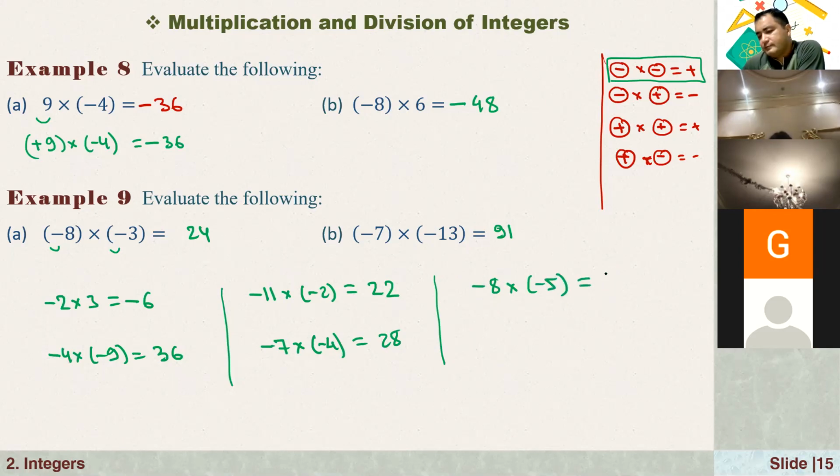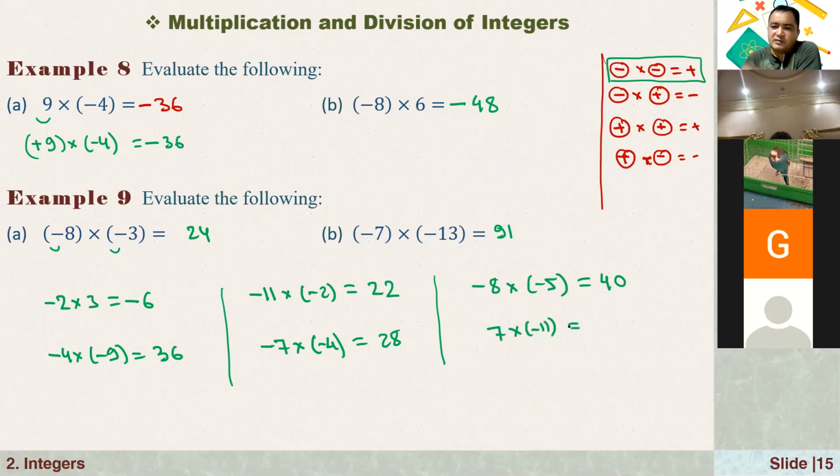Sadiq, negative times negative, it is positive. 8 times 5, it is 40. Yeah, do it like this, okay? Just negative times negative is positive, so it is positive. 8 times 5 is 40. That's it. Neil, for you, 7 times negative 11. You have 5 seconds to answer. It's negative 77. That's it. Continue.